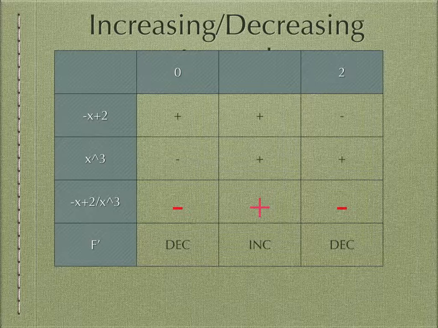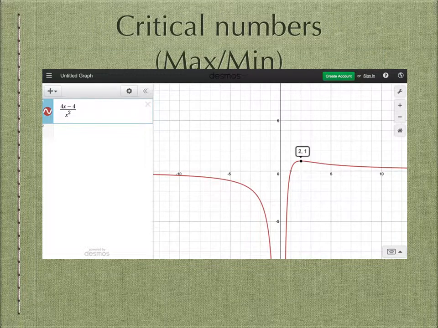We have a positive from 0 to 2, so that will be our increasing interval, between 0 and 2, and the decreasing intervals will be negative infinity to 0 and 2 to infinity. I'll show you what the graph looks like here. As you can see, from negative infinity to 0 it's decreasing, and from 2 to infinity it's decreasing as well. The only increasing part is from 0 to 2.